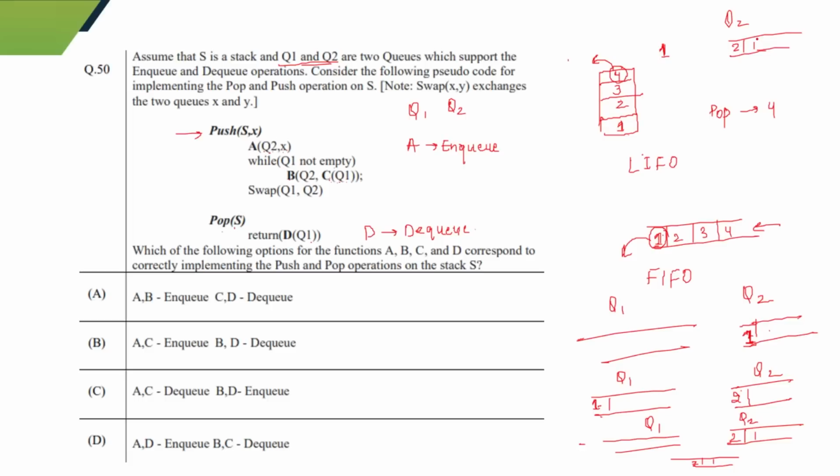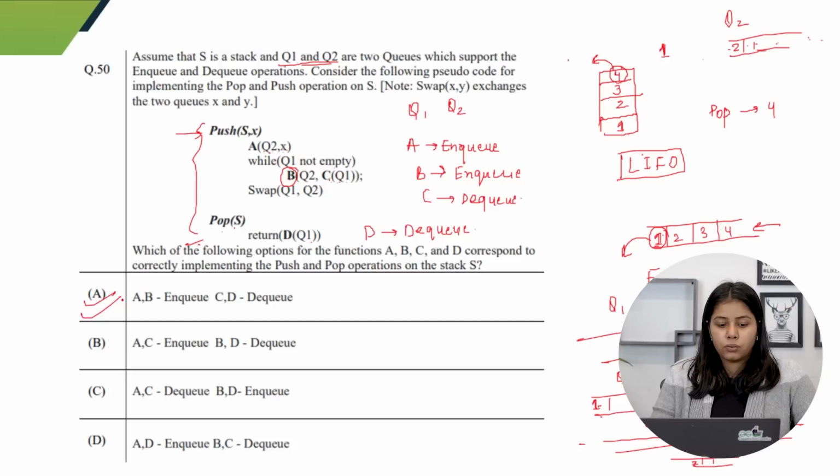But you can see that I inserted 1 first. On what concept is it working? Last in first out. The element that went in at the last is coming out first, and that is how we are defining a pop function here. So that's why B would be NQ, and C would be DQ. So I can see that option A would be correct because A and B are NQ and C and D are DQ. Okay, so option A is correct.